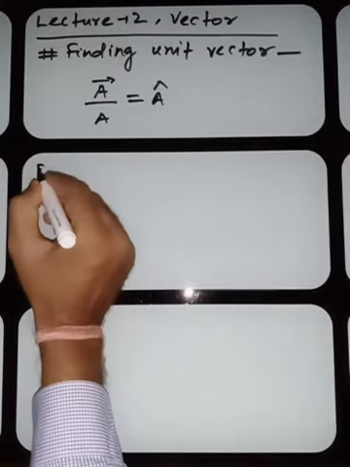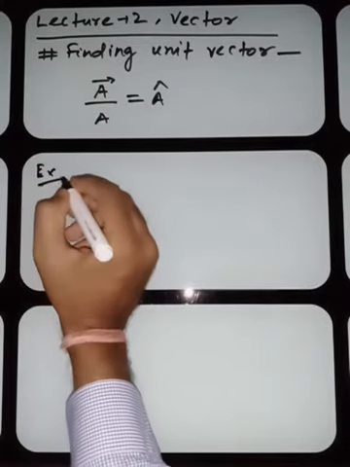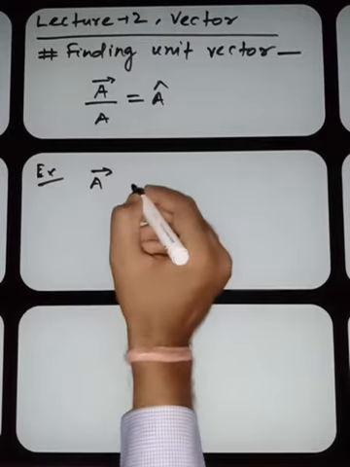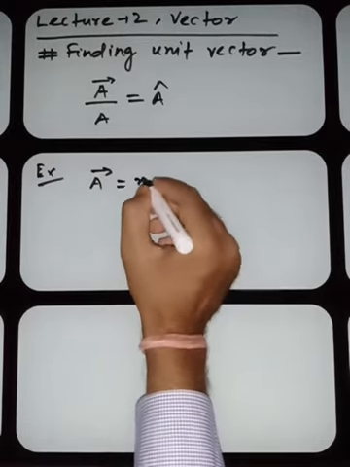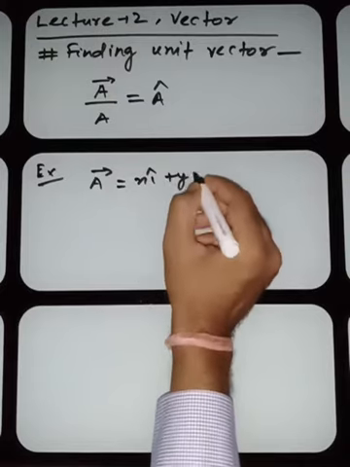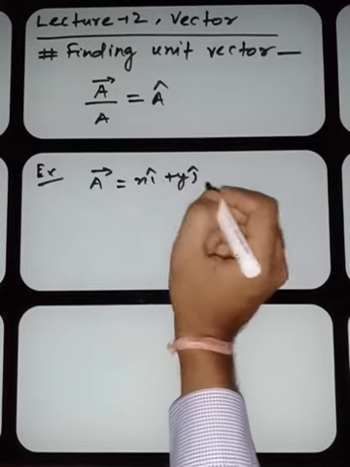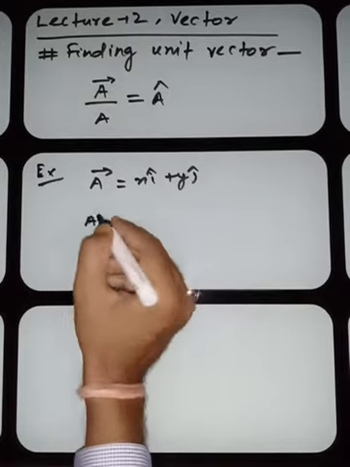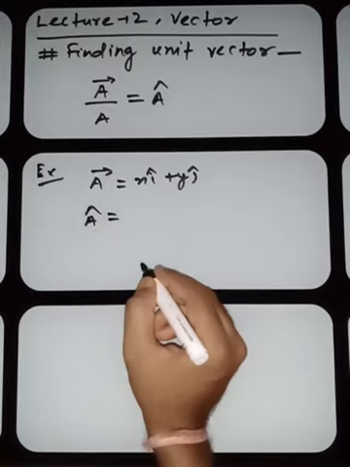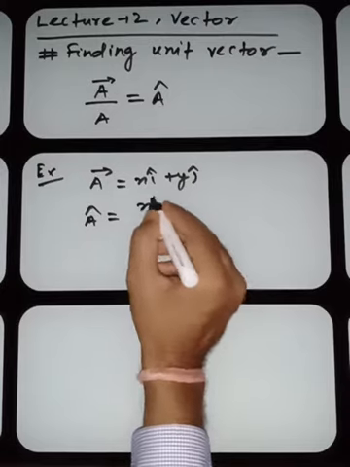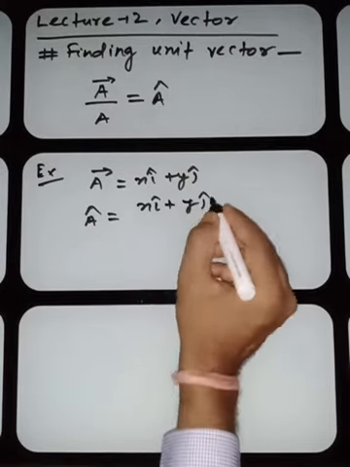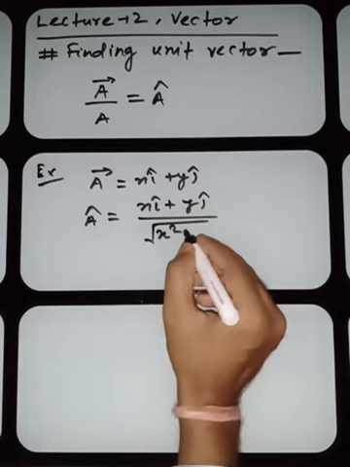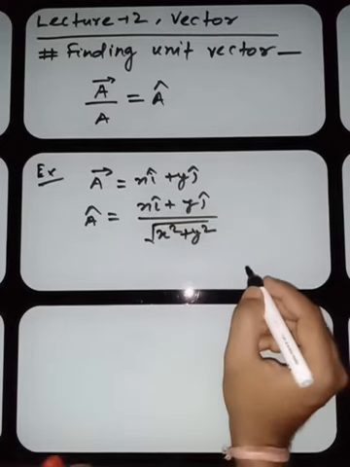A very simple example: if we have a vector a equal to xi plus yj, then the unit vector of a can be obtained as the vector xi plus yj divided by root under x square plus y square.